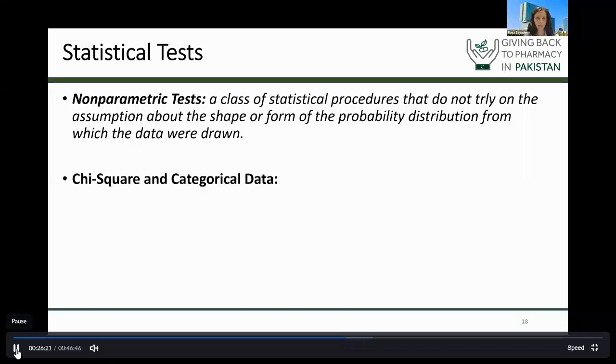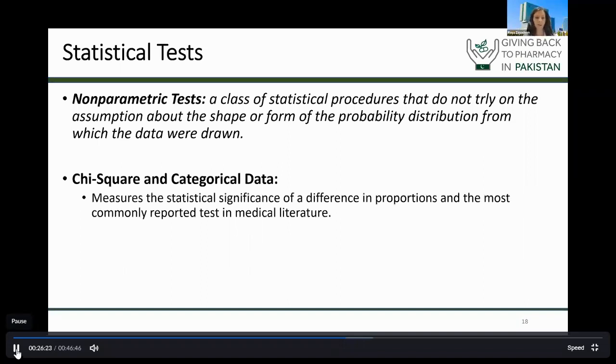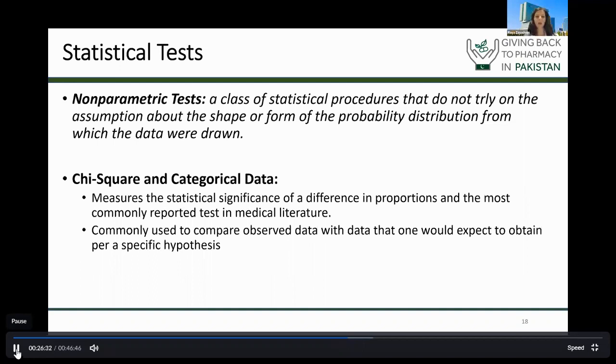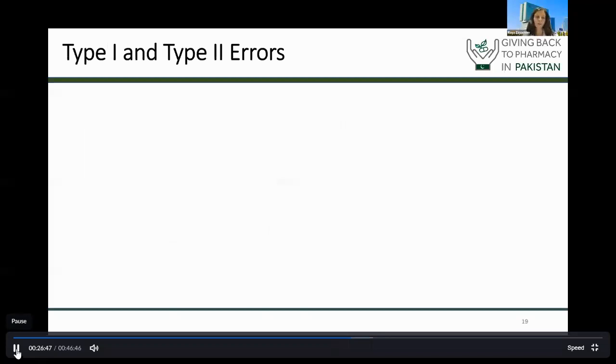Chi-square and categorical data. The chi-square measures the statistical significance of a difference in proportions and is the most commonly reported test in medical literature. It is for the non-parametric tests. Usually, the chi-square is used to compare the outcome you expected versus the outcome you actually have, based on your hypothesis.